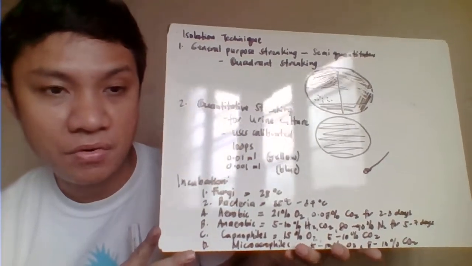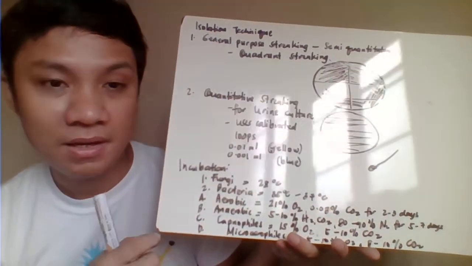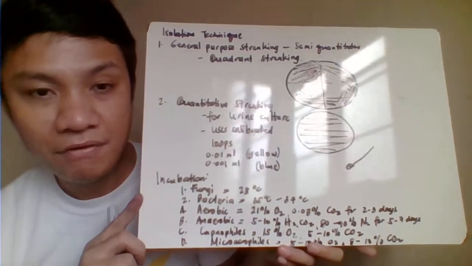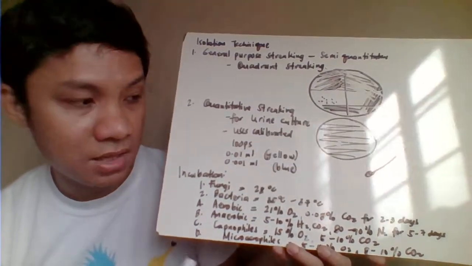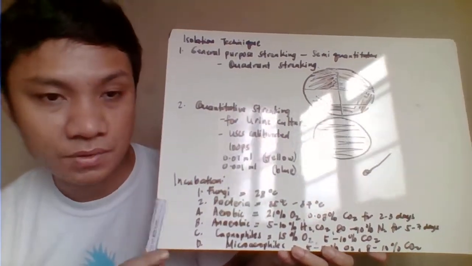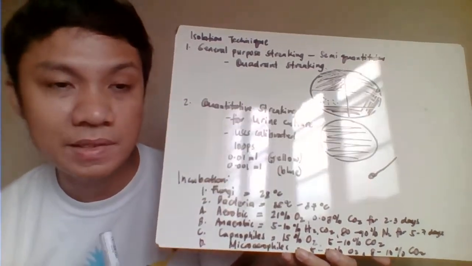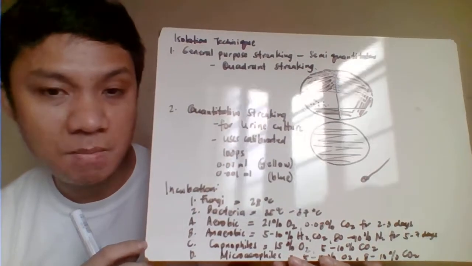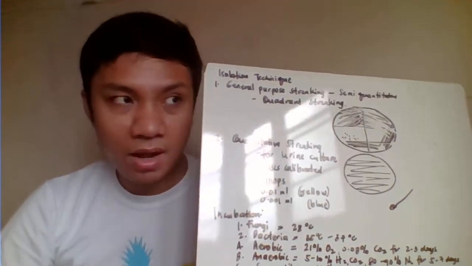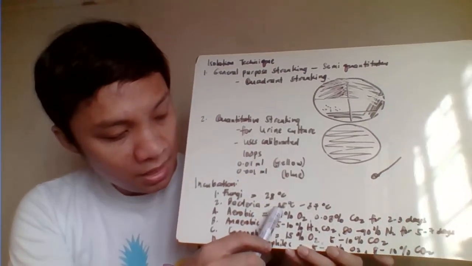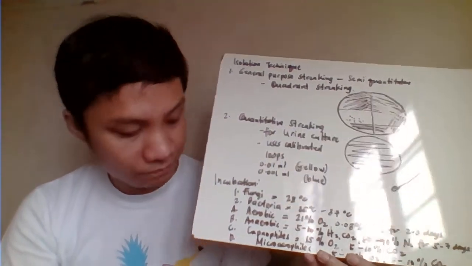Then we have your incubation. You need to incubate your culture media with the following temperatures. Okay, for the fungi, it's being incubated at 28 degrees Celsius. For the bacteria, it should be 35 to 37 degrees Celsius. We set our incubator at that temperature. But most likely for the bacteria, we are incubating that one at 35 degrees Celsius.